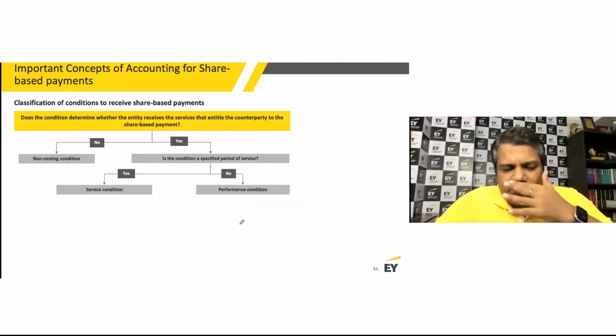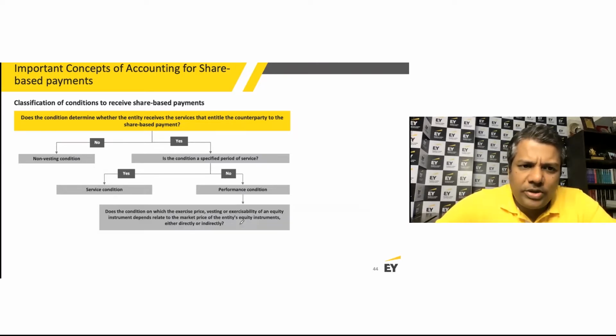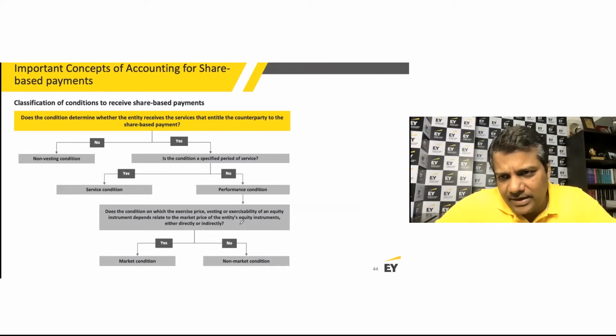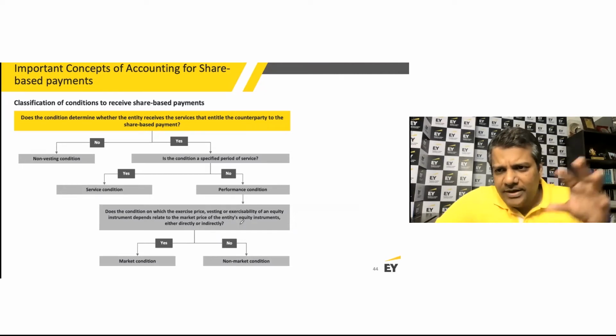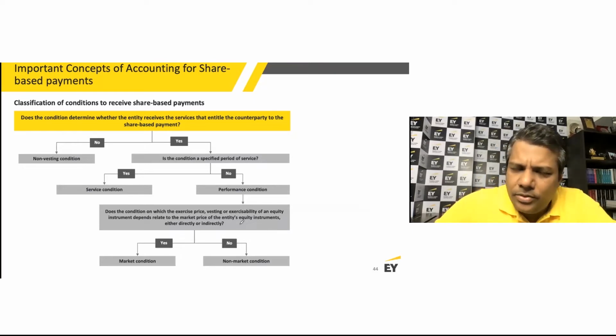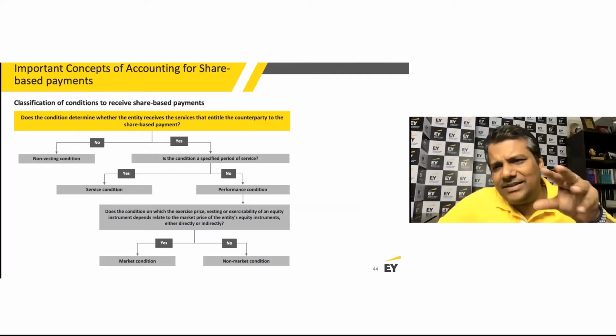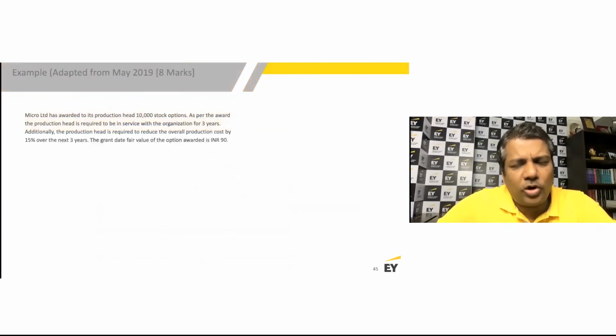So we're trying to explain this with the help of this flow chart. A service condition and a performance condition. Then, for a performance condition: does the condition on which the exercise price, vesting or exercisability of an equity instrument depends relate to the market price of the equity instrument, either directly or indirectly? If the answer to that is yes, then it is a market condition. Otherwise, it's a non-market condition. That's the broad summary of non-vesting and vesting; within vesting condition, service condition and performance condition; within performance condition, a market condition and a non-market condition. That is how you need to remember it, so that the accounting is very different for some of these conditions. So vesting conditions are very important for us to understand.